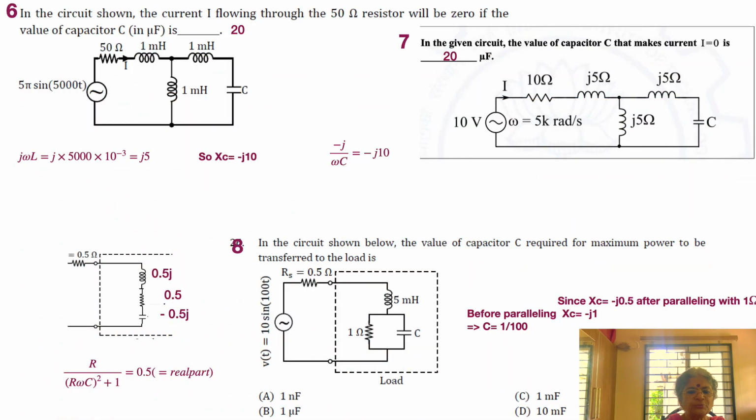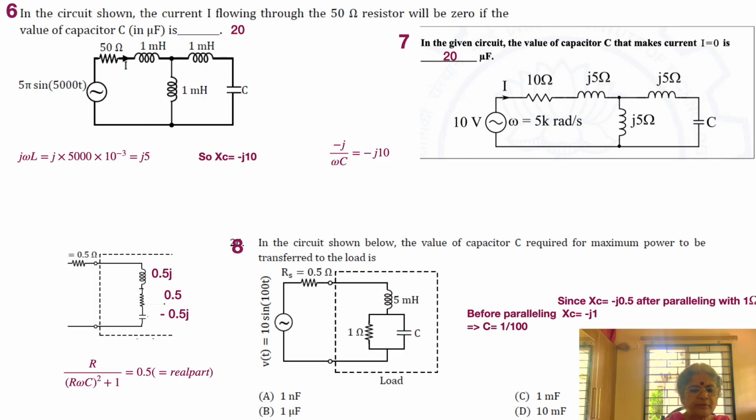Okay, so now it's back to the same old situation where you are having minus J by omega C equal to minus J10, or 10 is the same as 1 by omega C. Omega is also the same value. It is 5,000. So we have again 20 microfarad as the capacitor. Okay, so it's very similar. The 8th problem also might be similar.